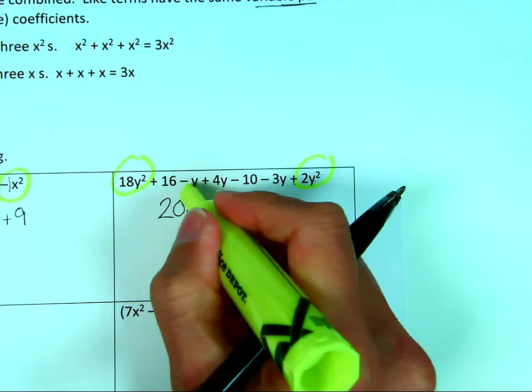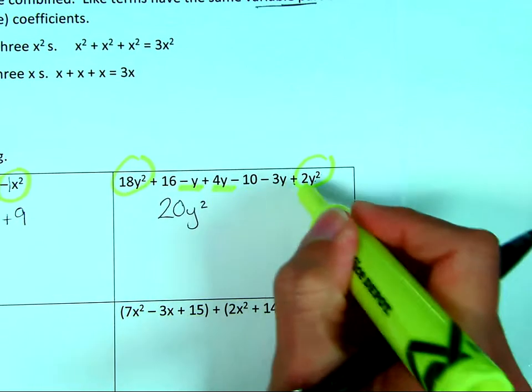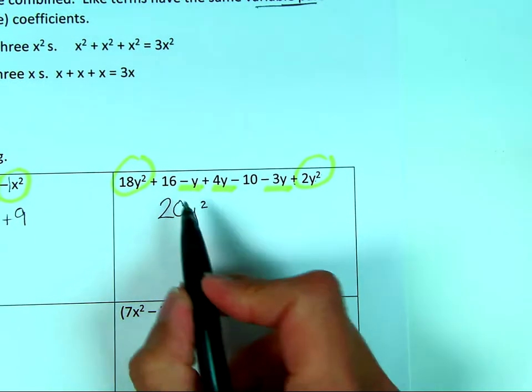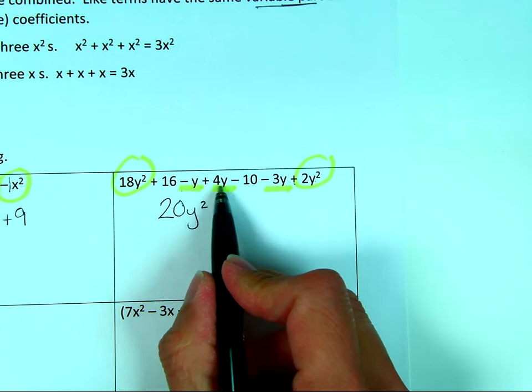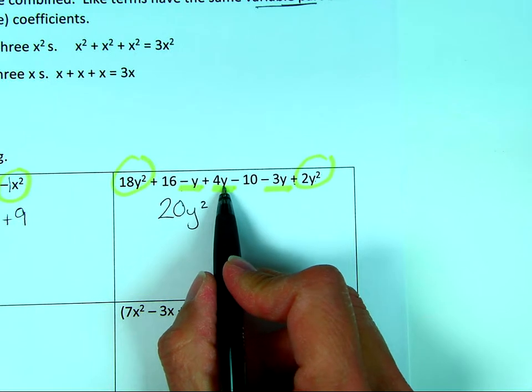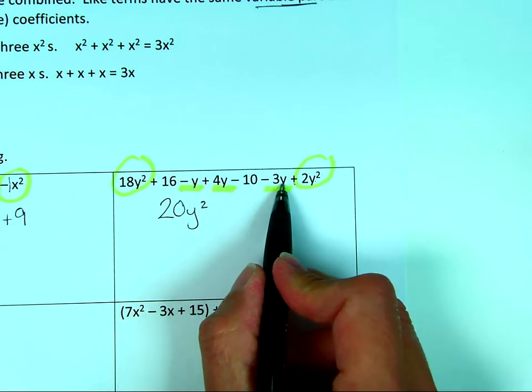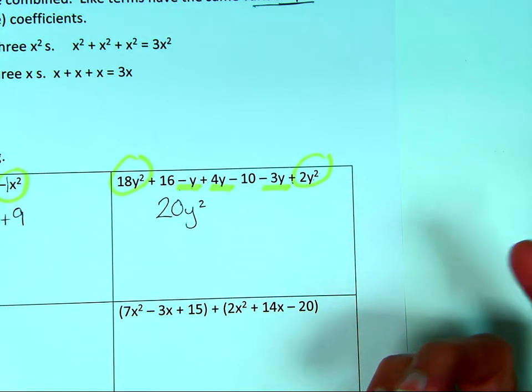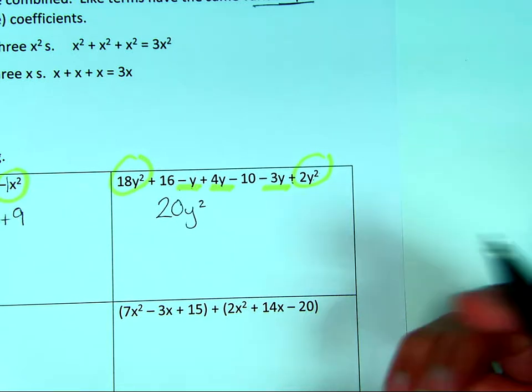Now for the y's I see I have a negative 1y there, a 4y there, and a negative 3y there. So if I combine those, negative 1y plus 4y gets me 3y. 3y minus 3y gets me 0 y's. And if there's 0 y's, I don't really need to write it down. 0 times y is 0. So the y's canceled out.